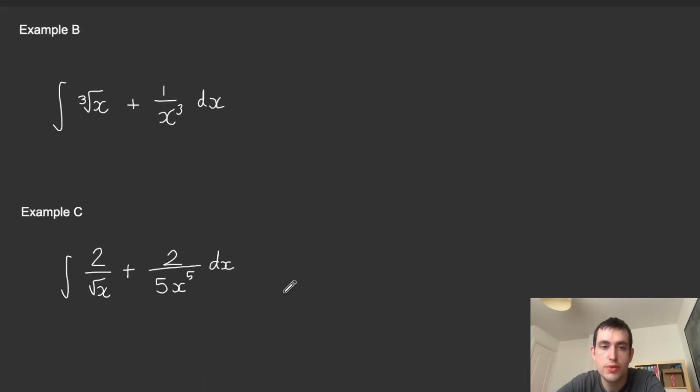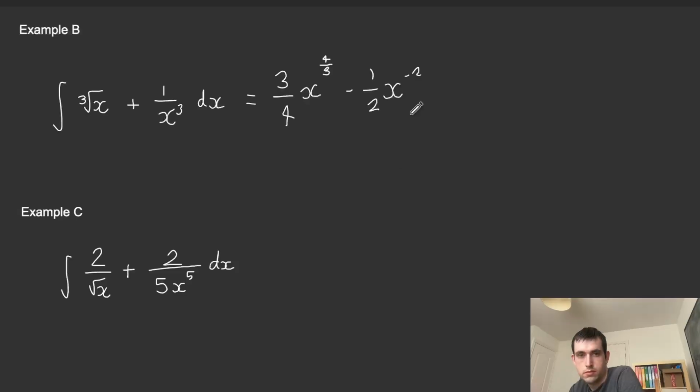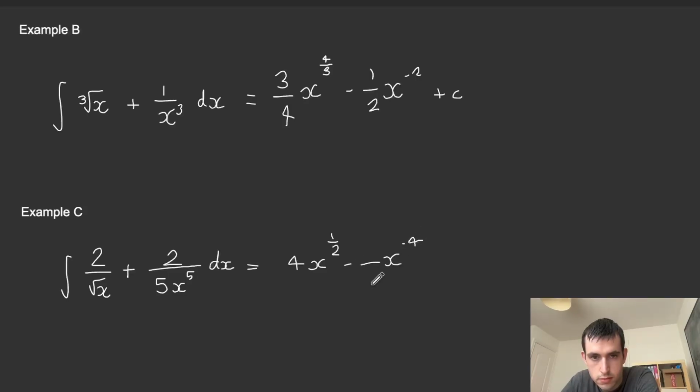I've got 2 more examples for you, example B and example C. Try these now, and I'll give both answers in 5 seconds. So when simplified, the answer to the first one will be 3/4 x to the 4/3 minus 1/2 x to the -2 plus c. And the second one will be 4x to the power of 1/2 minus 1/10 x to the -4 plus c.